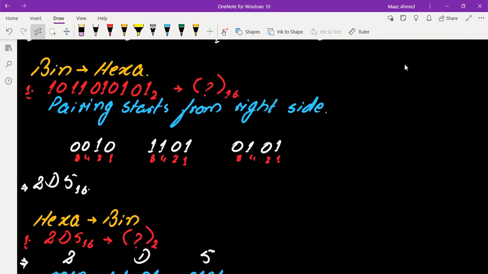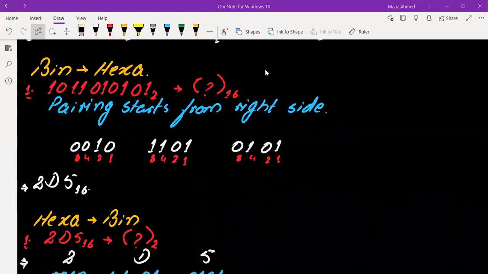As we know, hexa works on how many bits? Will you please answer me on chat? Hexa works on how many bits? 16. Number of the bits, not the base. Number of the bits. Hexa is working on how many bits? 4. 4 bits. Great enough.